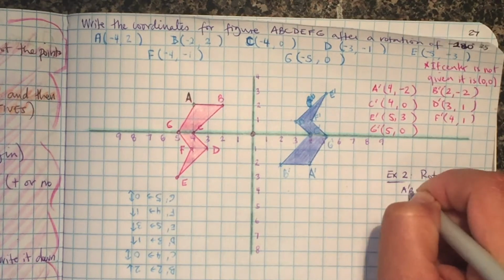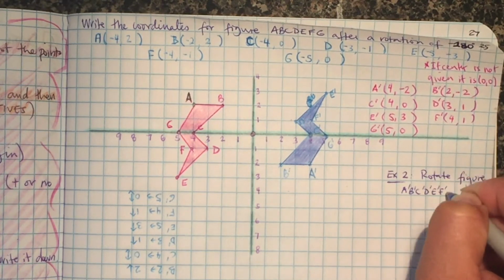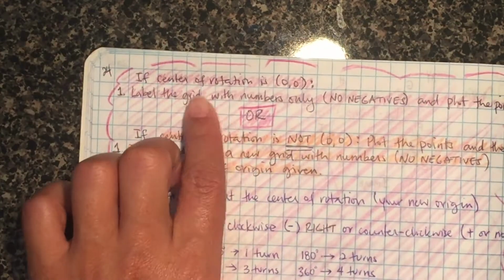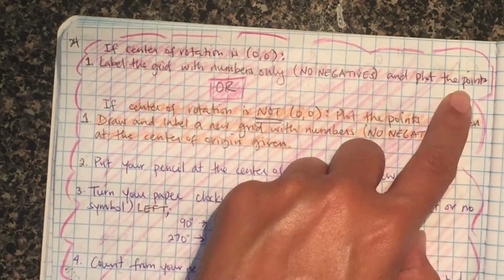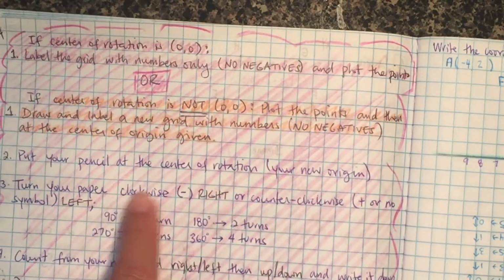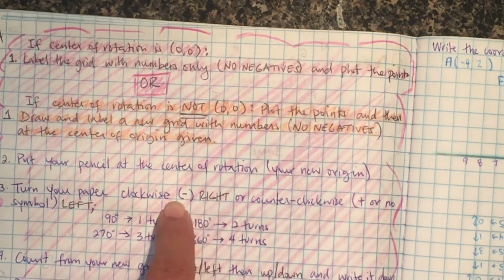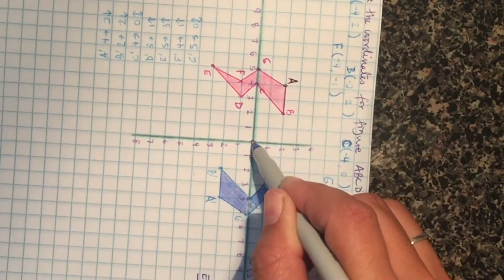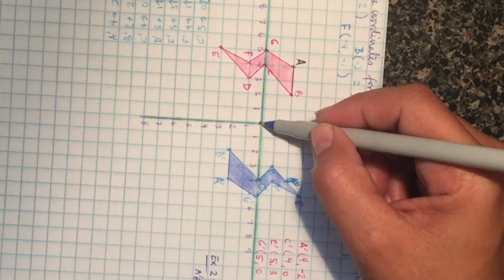So example 2, go ahead and rotate figure A prime, B prime, C prime, D prime, E prime, F prime, G prime, negative 90 degrees. I'm going to fix that negative in a second. There you go. Alright, so again, you're doing 0, 0 if it's not said. So we've already plotted the grid because we're going to do it on the same grid. Put your pencil at the center of rotation. You're going to go clockwise because it's negative, so go to the right, and 90 degrees is 1 turn. So you're just going to turn your book 1 time and stop.